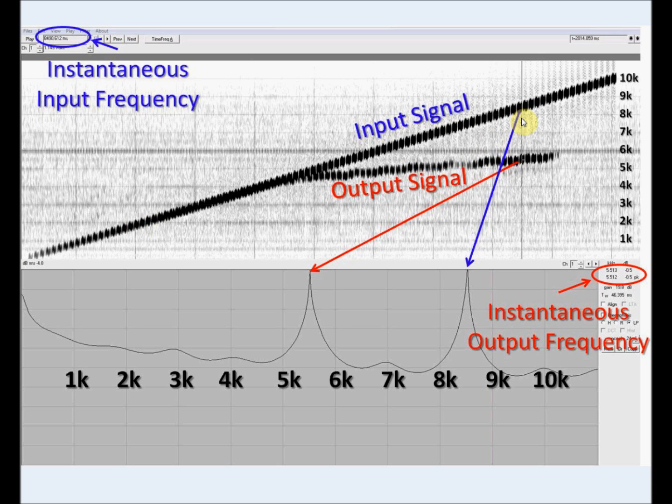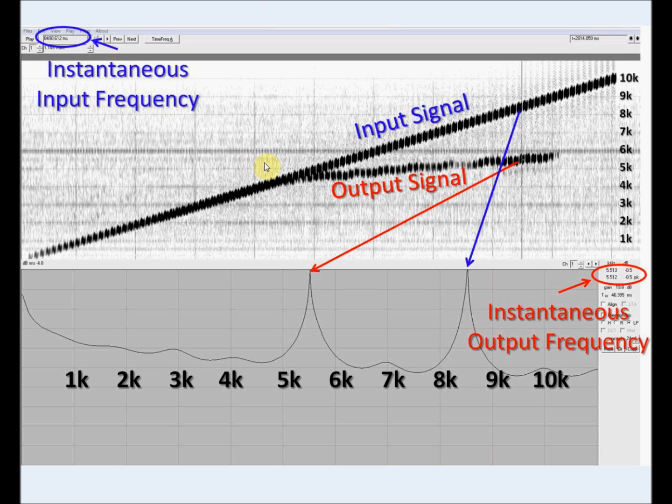So if we place the cursor here, we can see that on the y-axis, the input test signal is centered around 8,500 Hz. We can use the time readout in the upper left to get an estimate of the exact instantaneous input frequency, which reads 8,490 milliseconds, or about 8,500 Hz. The input signal is frequency modulated, therefore precision is limited to around 100 Hz.